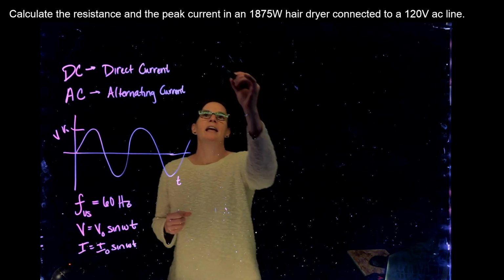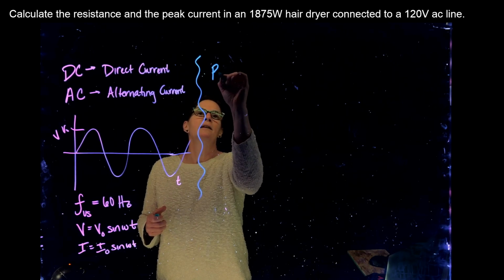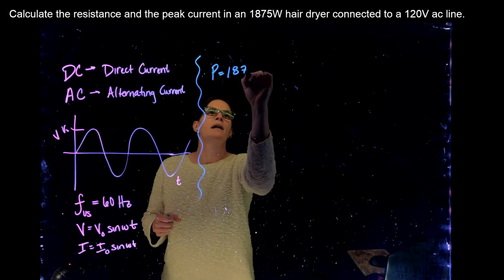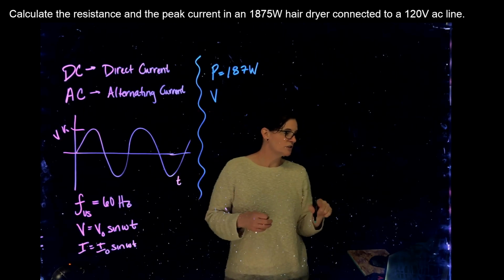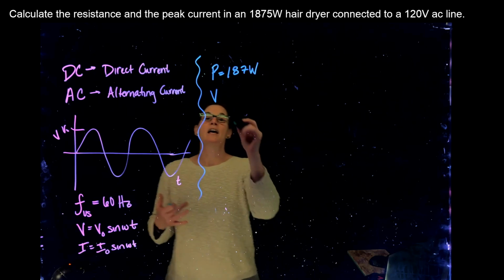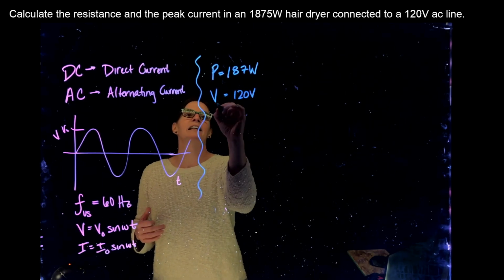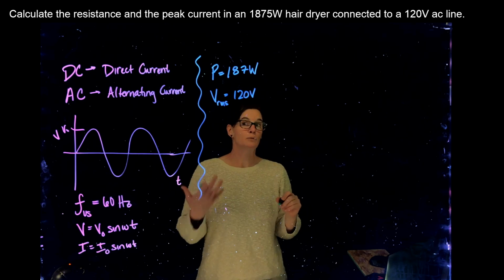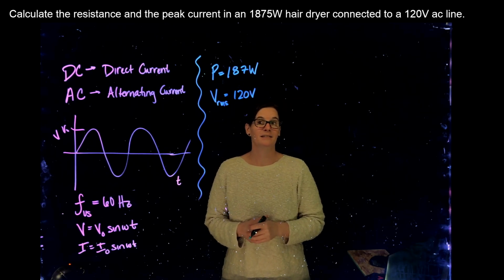We have a power rating of 1875 watts, and the AC voltage connected to an AC line, that voltage of 120 volts, is given in root mean square. So that 120 volts is actually the root mean square value. That's what's provided with that information.